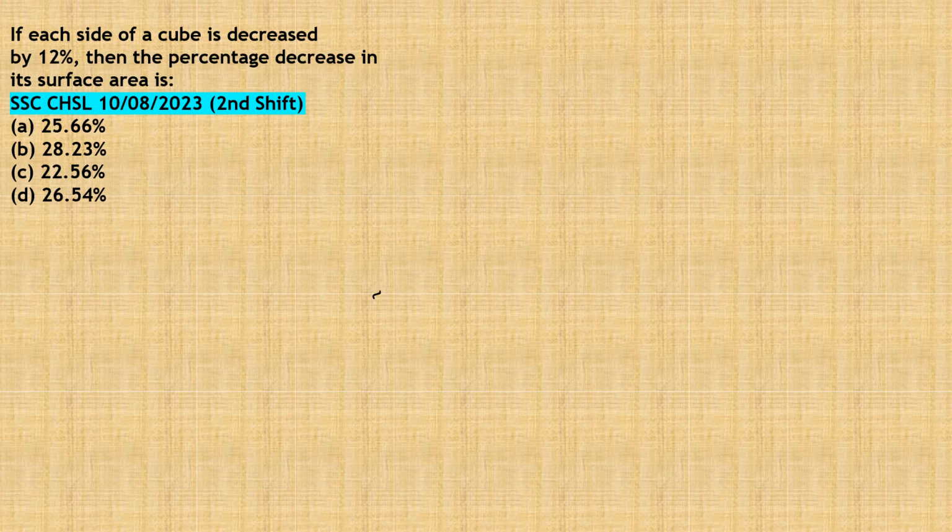If each side of a cube is decreased by 12%, then what is the percentage decrease in the surface area of the cube? What is the surface area of a cube? That is 6a square. The new side of the cube is decreased by 12%. Let the new side be a1. Then the surface area of the new cube is 6a1 square. 6 gets cancelled and we are left with a1 square by a square. That means the percentage change in the surface area depends upon the sides of the cube.